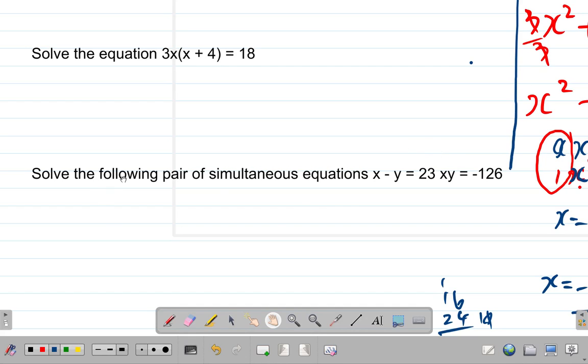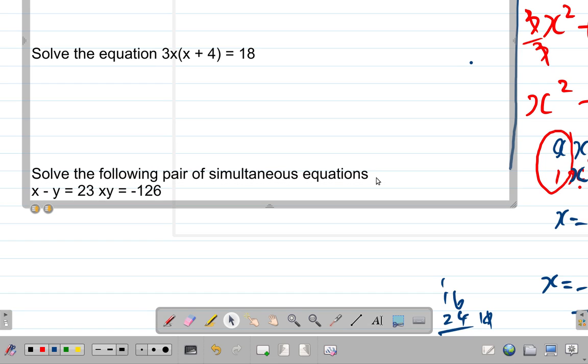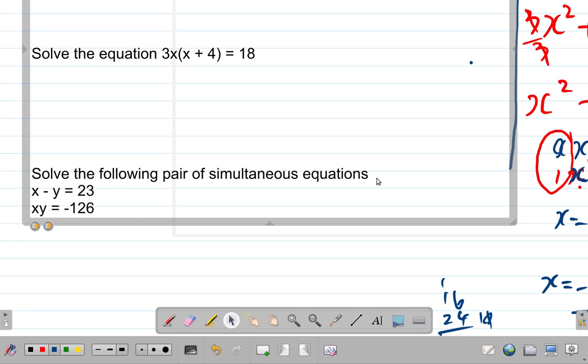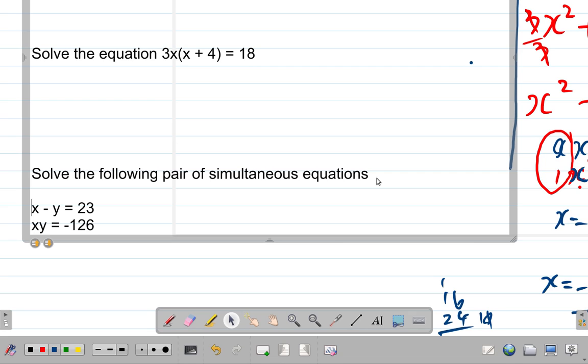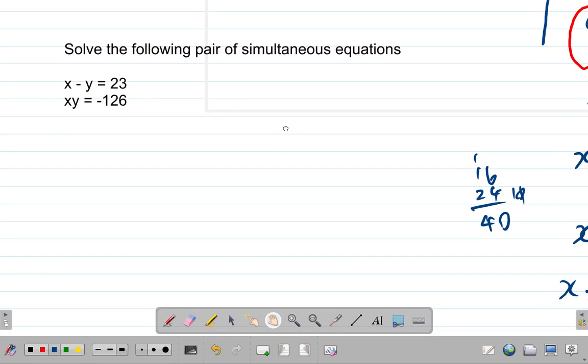Here now, we're at this question. Now this is a pair of simultaneous equations. I'm used to seeing them more like this, one equation written above the other. Alright, so let's arrange them that way. One of them says x minus y equals 23, and the next one, xy is equal to negative 126. So let's see how this goes.